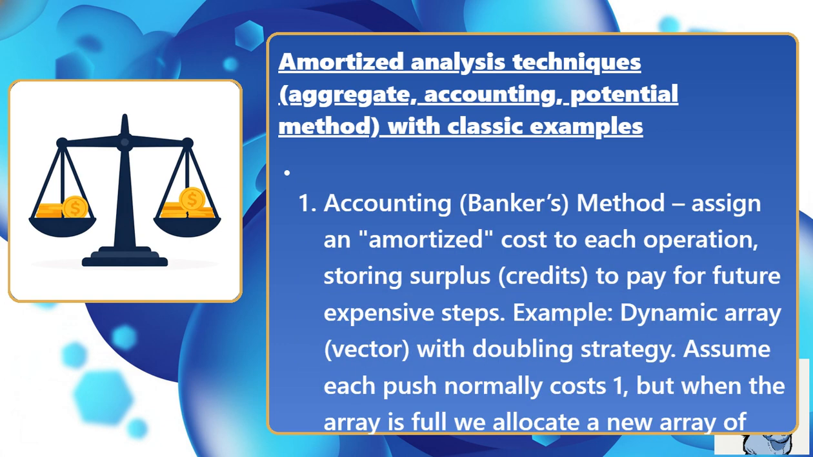Accounting, or bankers, method: assign an amortized cost to each operation, storing surplus credits to pay for future expensive steps. Example: dynamic array vector with a doubling strategy. Assume each push normally costs 1, but when the array is full we allocate a new array of size 2k and copy k elements, cost k. Charge each push 3 units, 1 unit for the actual insertion and 2 units saved as credit. The credits accumulated across the k pushes before a resize pay for the k copies, so amortized cost stays big O of 1.